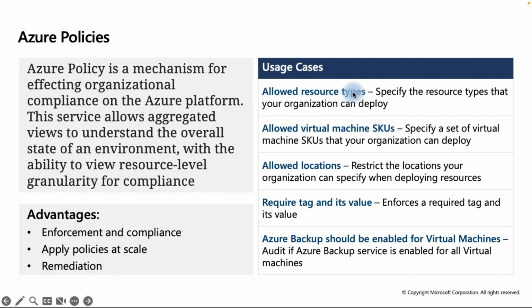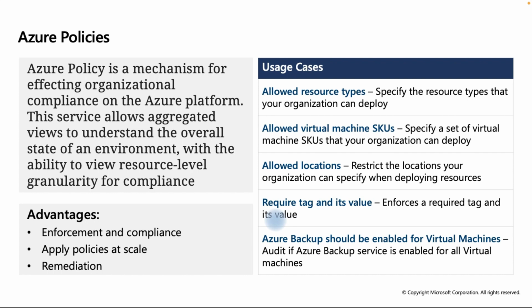I will mention some usage cases here. Allowed resource type: the specific types of resource that your organization can deploy. This is one of the rules. Allowed virtual machine SKU: the size of the virtual machine SKU that the organization can deploy. Allowed location: the restricted locations your organization can specify when deploying resources. Required tags: you need a tag to deploy resources. Azure Backup should be enabled for the virtual machine. So you see the use cases that you can apply with Azure Policy.